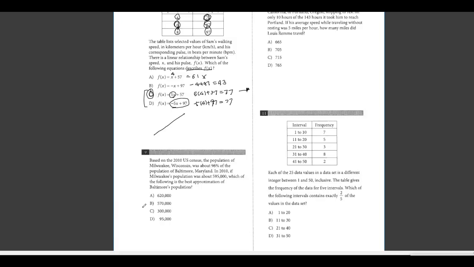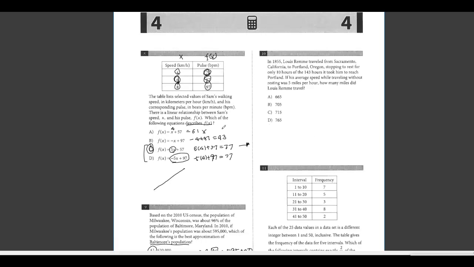Alright, number 9. Wisconsin. 96% of the population of Baltimore. So to find this, 0.96 times Baltimore's population equals 59,500. To find Baltimore's population, you can divide by 0.96. That should be choice A, the answer. Right, A is correct.